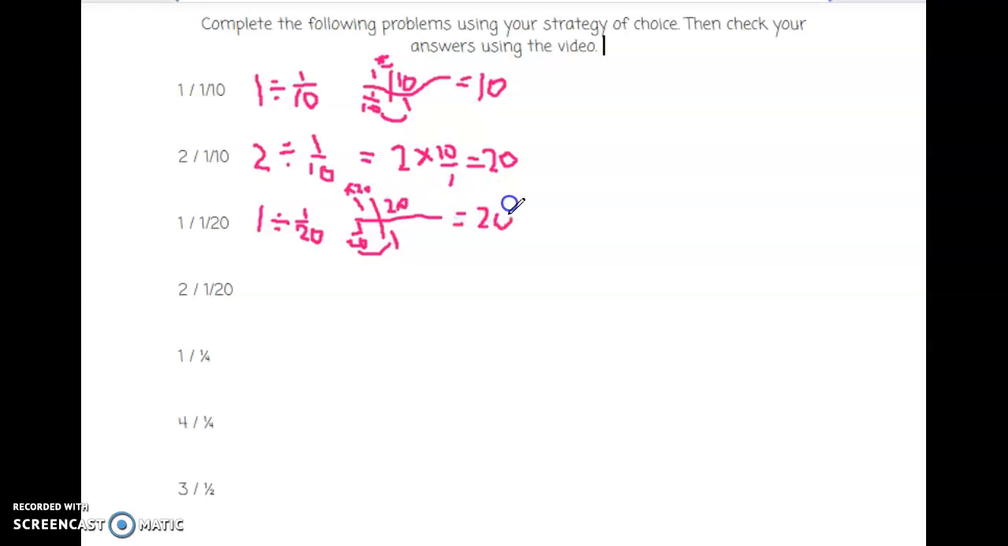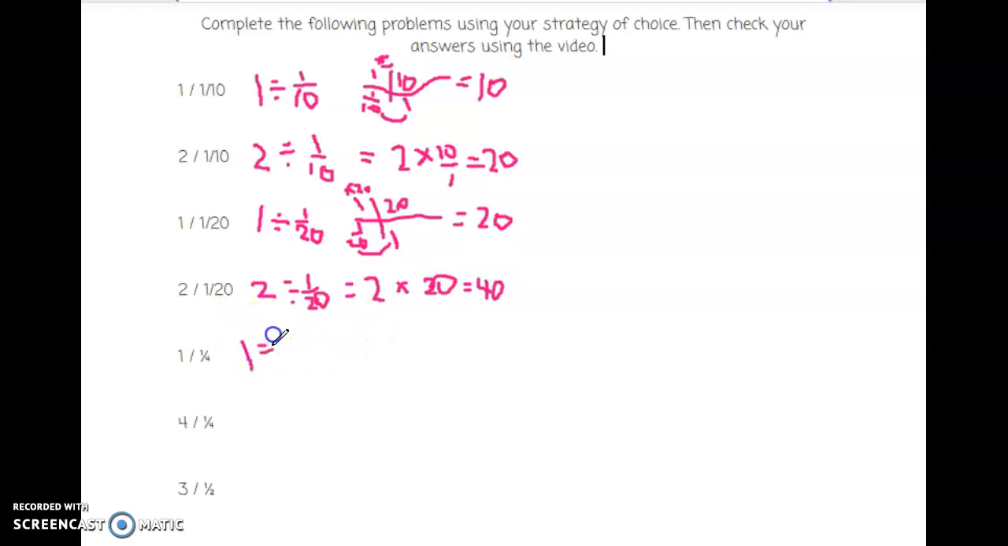The same as 2 times 1/10. 2 divided by 1/10, I'm sorry. 2 divided by 1/20. So we're going to do the keep, change, flip. Keep the 2. Change the sign. Flip 1/20 to its reciprocal, which would just be 20, or 20 over 1. And then 2 times 20 is 40. So the answer for that one is 40.